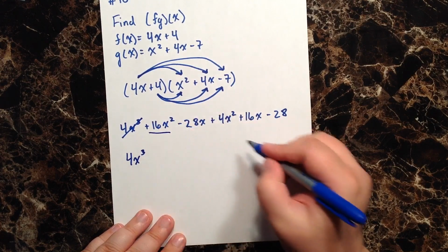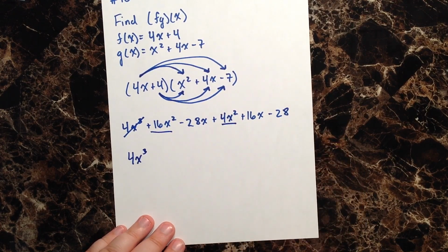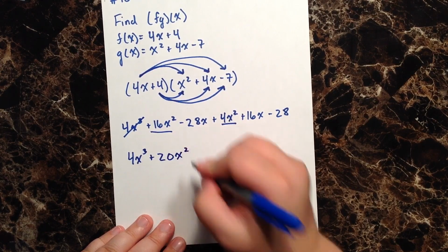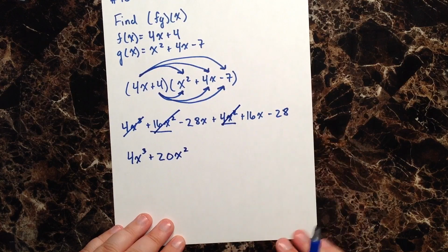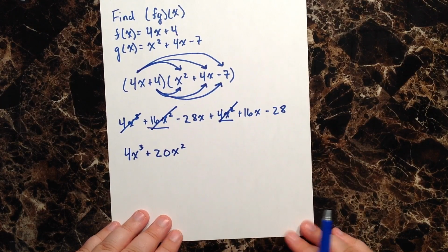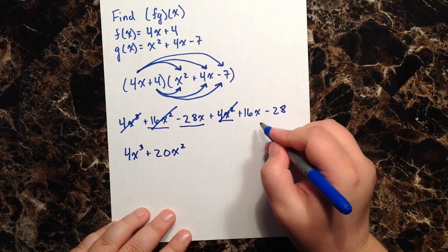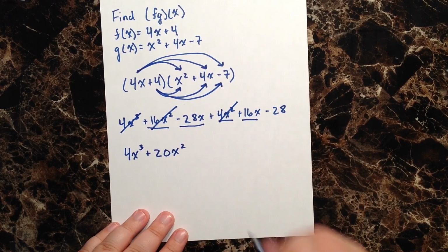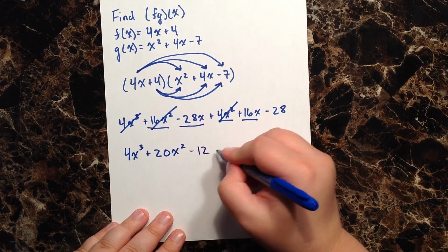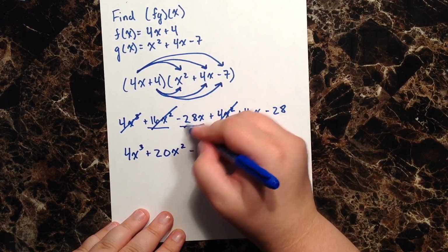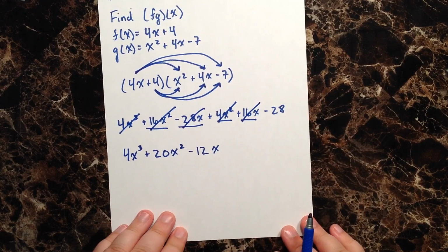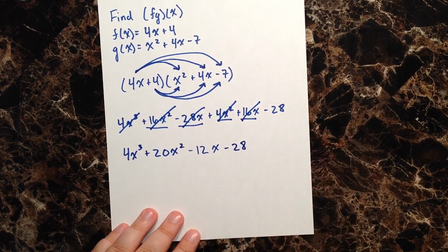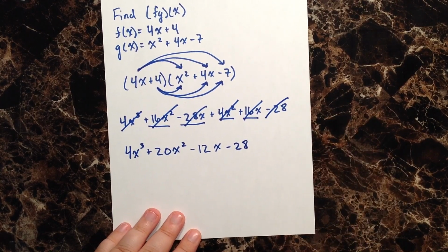Well, now I see a 16x squared and a 4x squared. Those are like terms, so let's go ahead and combine those, and when we do, we get 20x squared. Again, we'll cross them out. Well, my next set of like terms is my negative 28x and my positive 16x. And when we combine those, we get a negative 12x. Cross it out, cross it out. And then the only thing I'm left with is a negative 28. I can't combine that with anything, so I'll bring it down, cross it out.